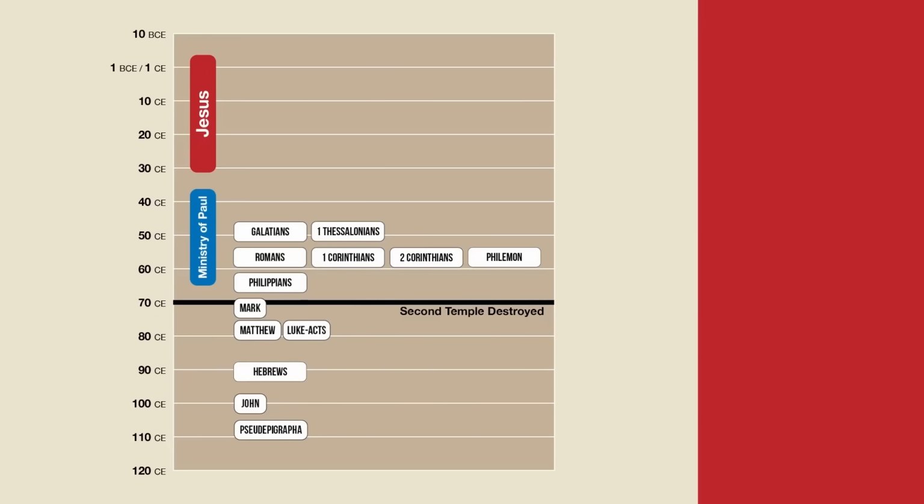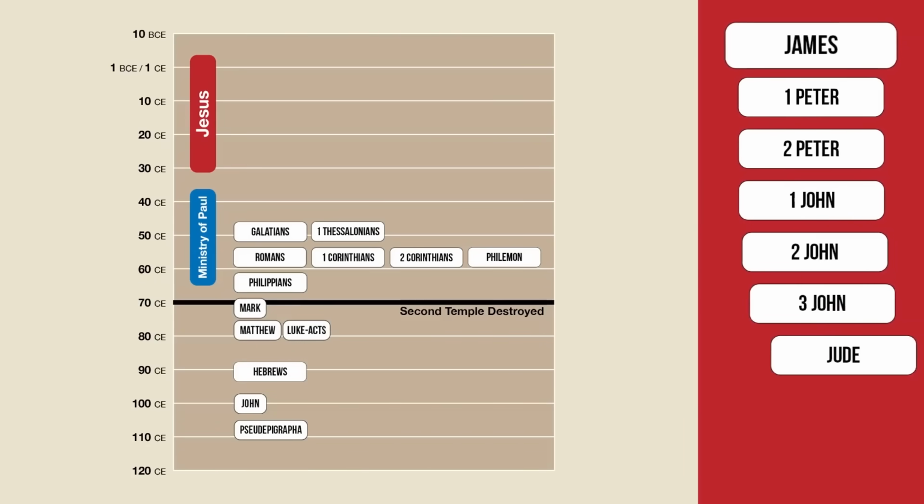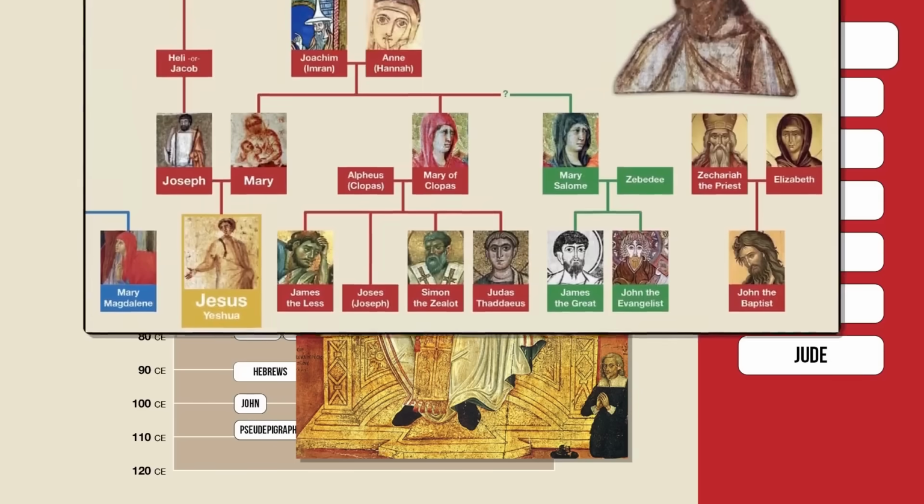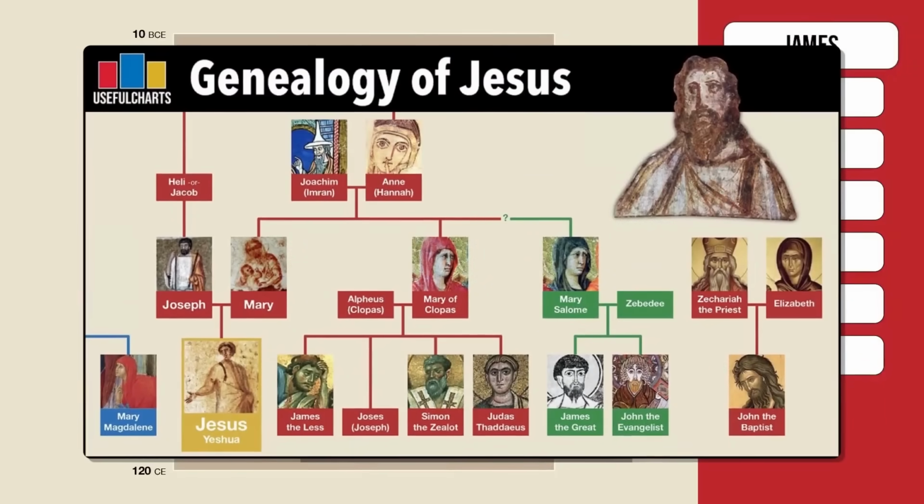Okay, that brings us to the 7 general epistles. The first one is attributed to someone named James, usually thought to be James, the brother of Jesus, and the initial leader of the church in Jerusalem. For a discussion of the various individuals in the New Testament named James, of which there were several, check out the video that we did on the family tree of Jesus.